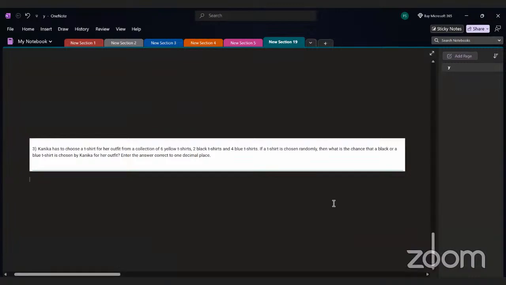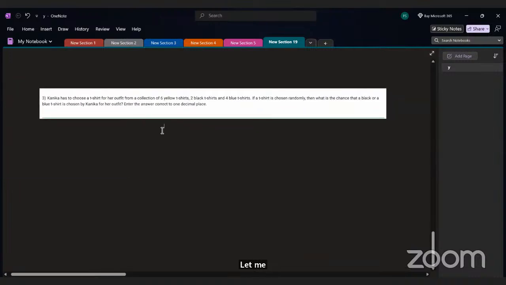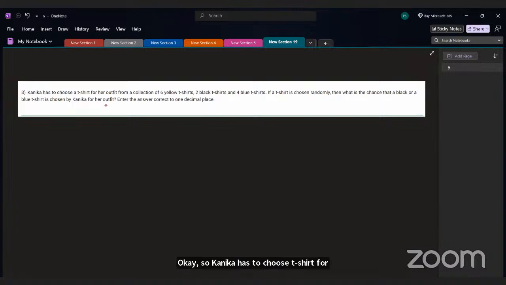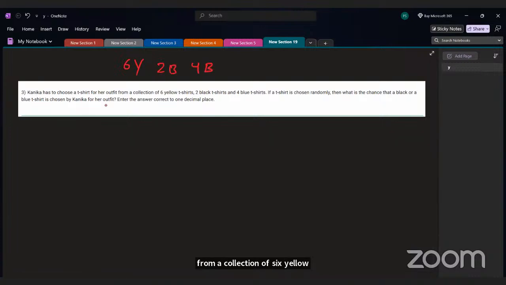Is the third question visible to you all? Yes, sir. Can you zoom it? Now it's fine. Okay, so Kanika has to choose a t-shirt for her outfit from a collection of 6 yellow, 2 black, and 4 blue. If a shirt is chosen randomly, then what is the chance that a black or a blue t-shirt is chosen by Kanika for her outfit?